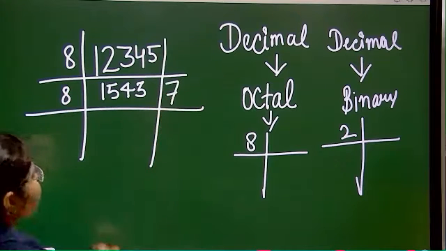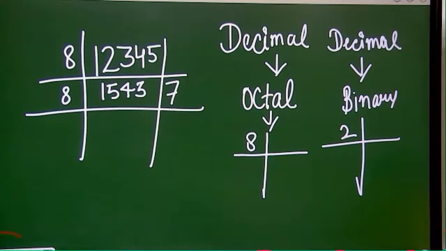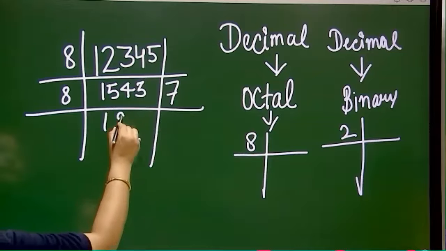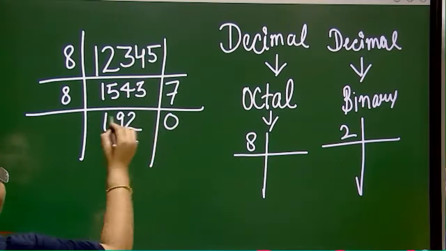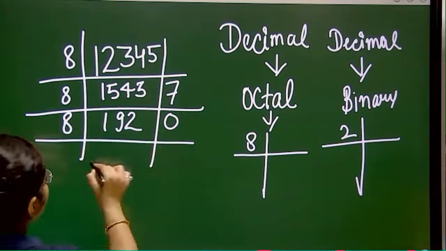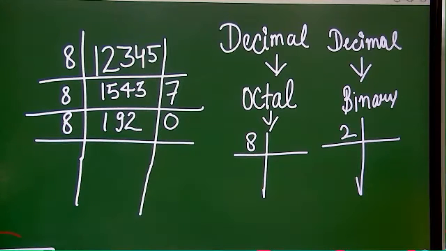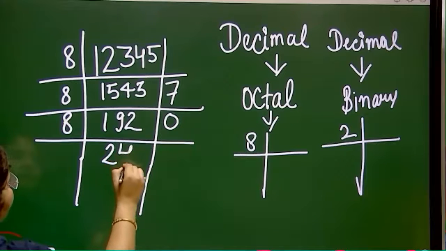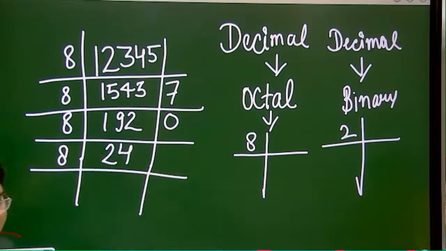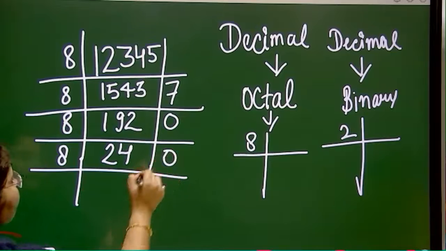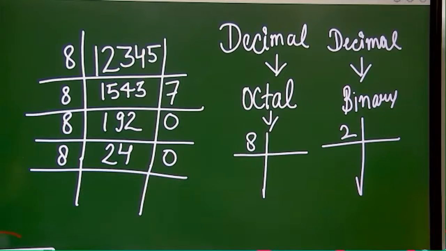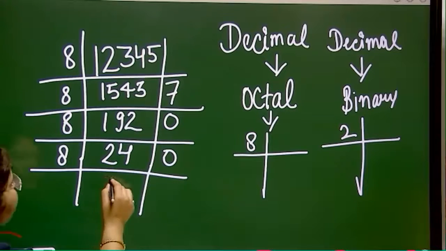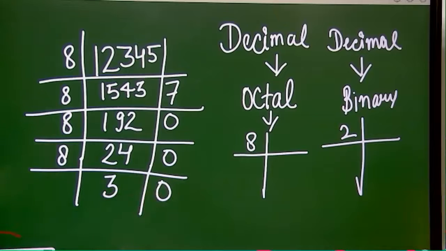So you have to write 7 in this way. Okay, next again, you divide this by 8, so you will get 192 and here remainder 0. Again divide 192 by 8, so the value will become 24 and then remainder will be 0. Again divide 24 by 8, so you will get 3, 8 3s are 24 and remainder will be 0.